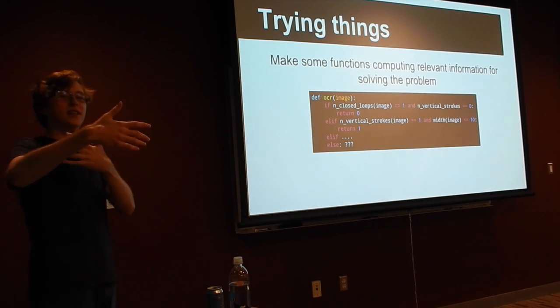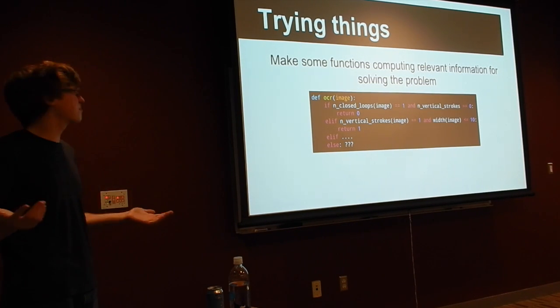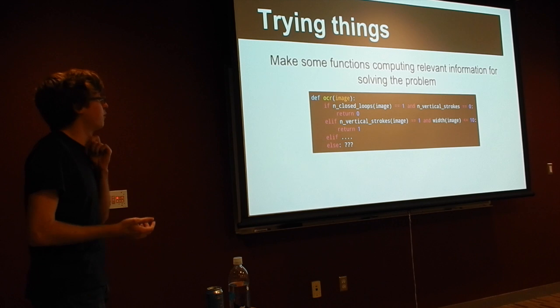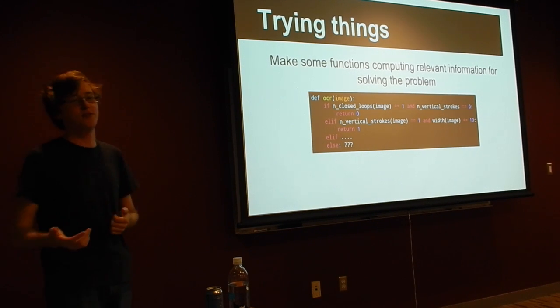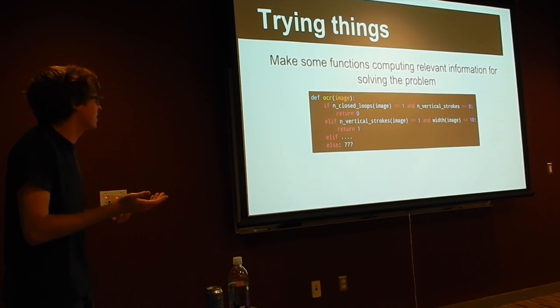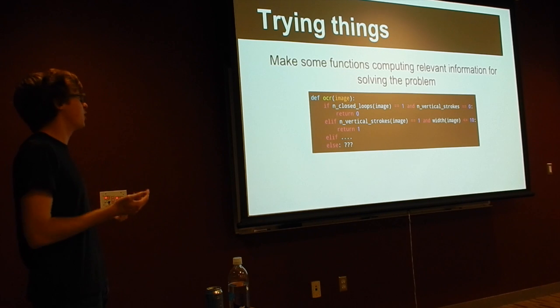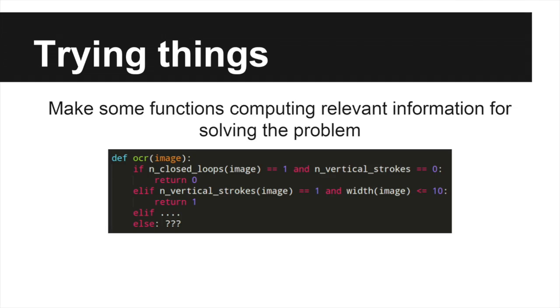This similarity based on pixel values is probably not all that great, actually. What if we could write some functions to calculate specific features or computations on the input to get more at the problem? So for instance, if we have one closed loop and no vertical strokes, we could return a 0. If we have one vertical stroke and the width is kind of tiny, so this is a 28 by 28 image, and if it's less than 10, we could predict a 1. This is kind of a jokey way of doing it, but you could imagine just playing around writing something like this.